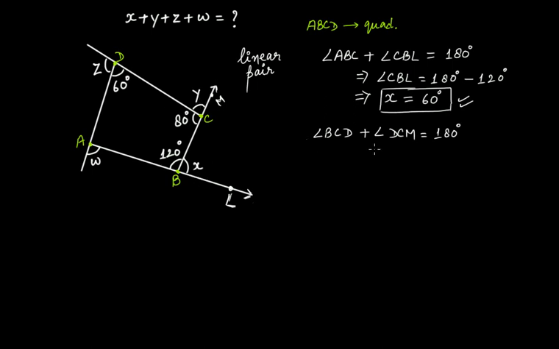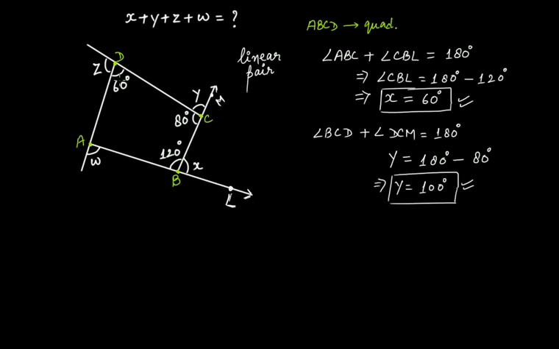So angle DCM is what? Angle y. So angle y is equal to 180 degrees minus angle BCD, which is 80 degrees. So you get y as 100 degrees. Okay, so now you know the value of y as well.